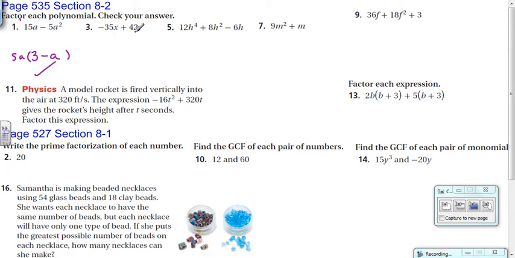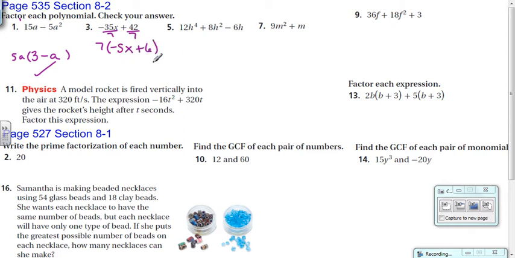For 35x and 42, it's not factored because I have a plus sign. I have to have a multiplication problem. So that means all plus and minus signs have to be inside parentheses. So 35 and 42 can each be divided by 7, and they don't have any variables in common. So my GCF was 7. So I divide each of these by 7. Negative 35x divided by 7 is negative 5x, and 42 divided by 7 is 6.